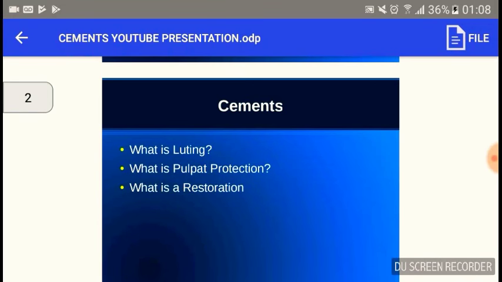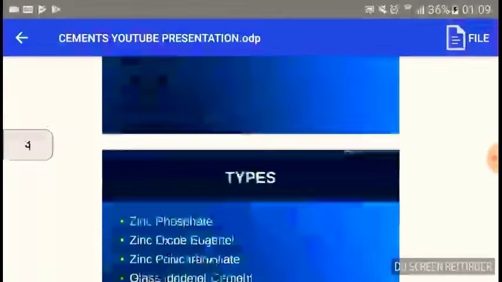So a temporary restoration is on for very short, while a short-term restoration can be there from days to weeks, while an intermediate restoration can be from weeks to months, and a long-term restoration can be there for years. We're moving on now to the individual cements.